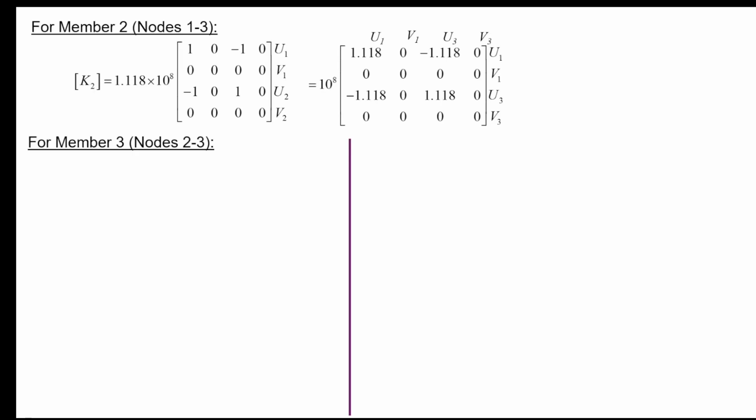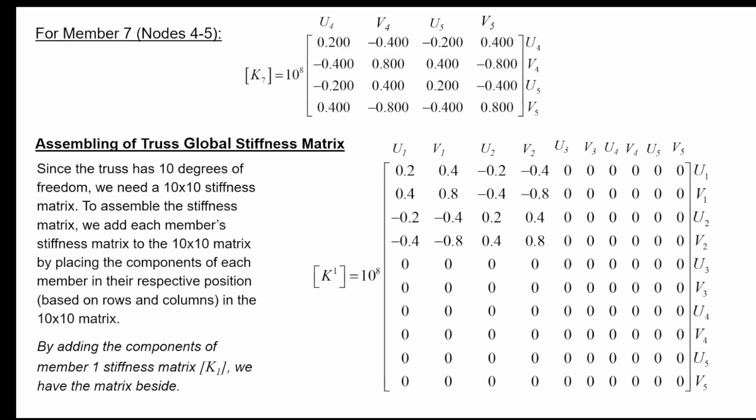So if we go back to the global stiffness matrix for the truss, you can see here we place this, U1 in the vertical and U1 in the horizontal.